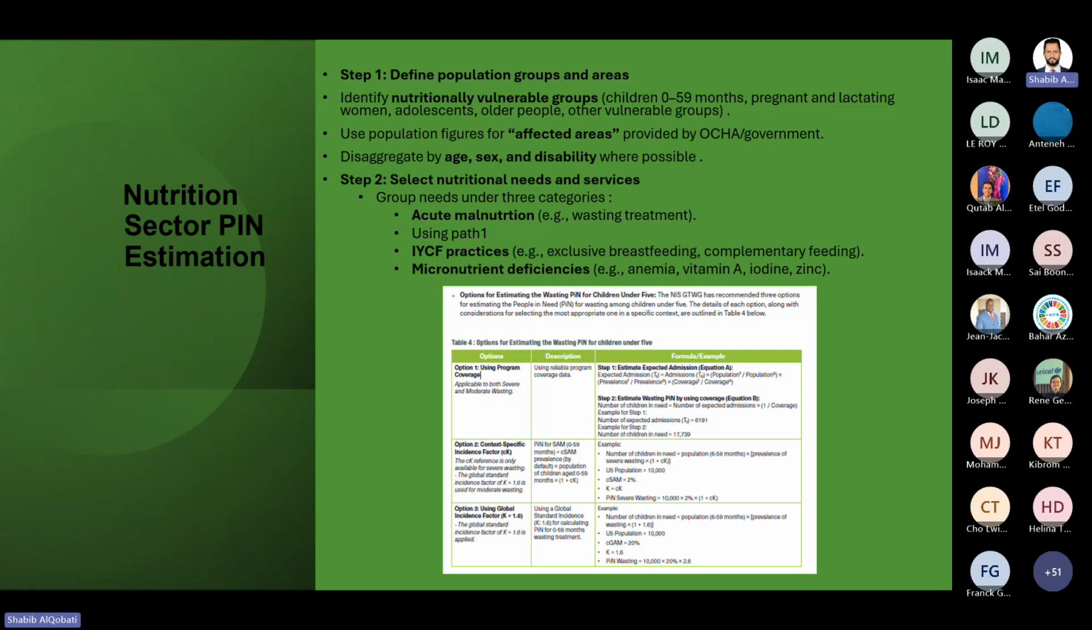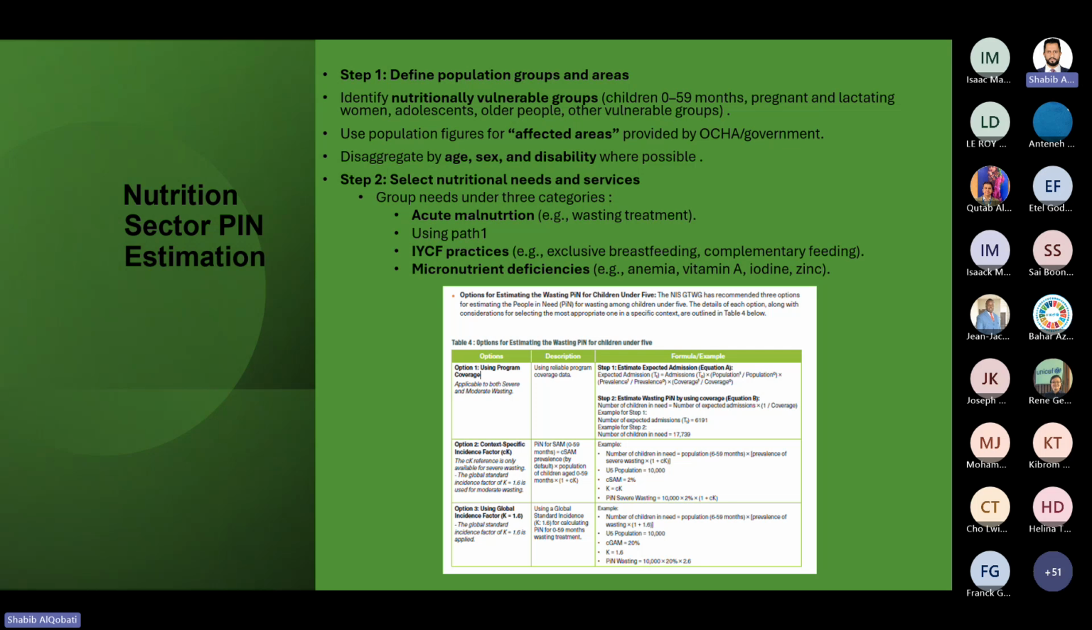The second thing, it would be preferred that we disaggregate this data by age, by sex, and disability where possible. So even in the tools, you can find that we have children 0 to 59 months, but also we disaggregate them into 0 to 5 months, 6 to 23 months, and other age groups. This is the first step.